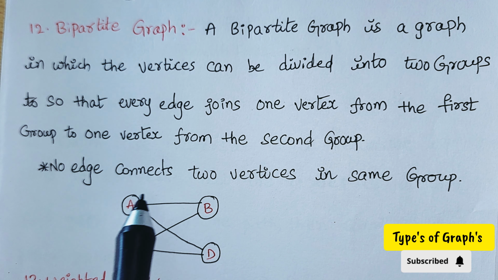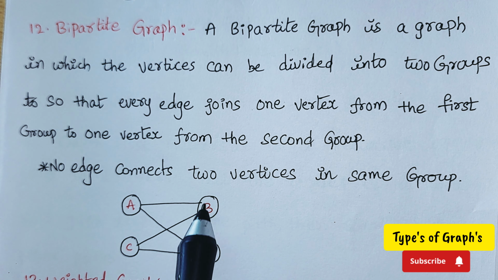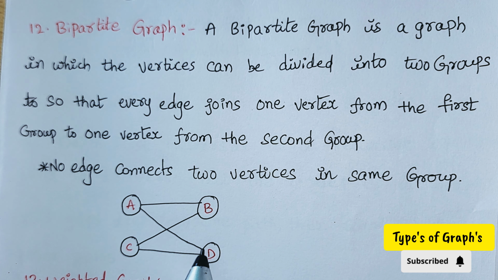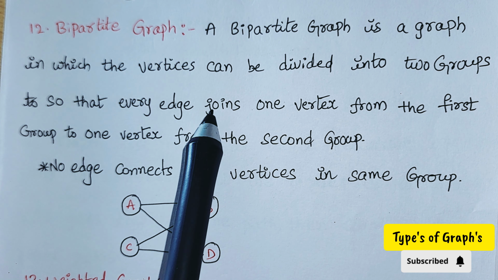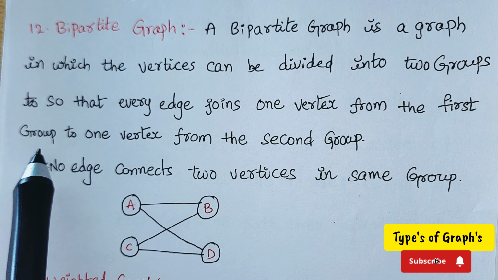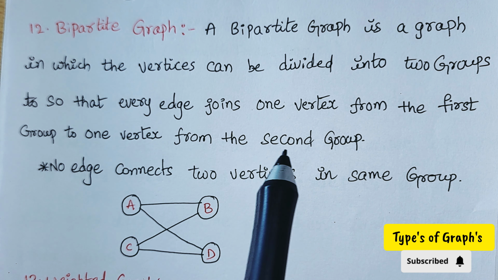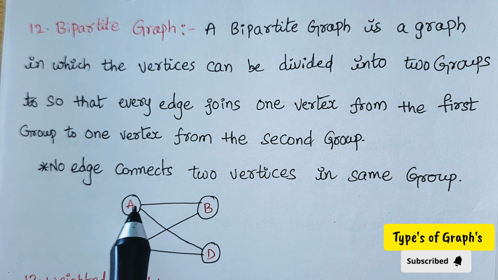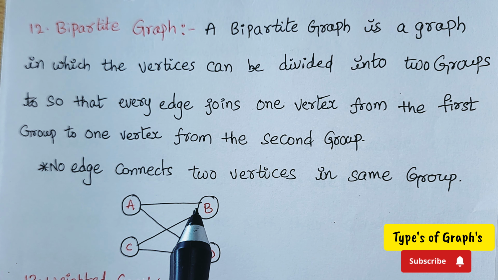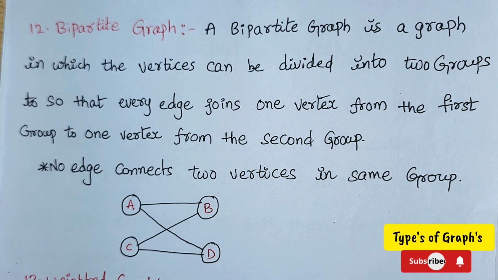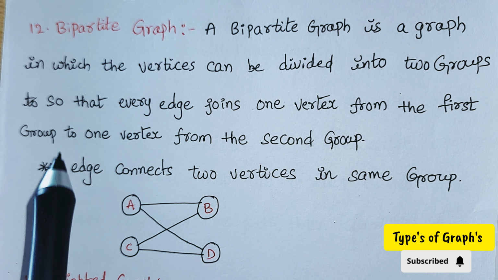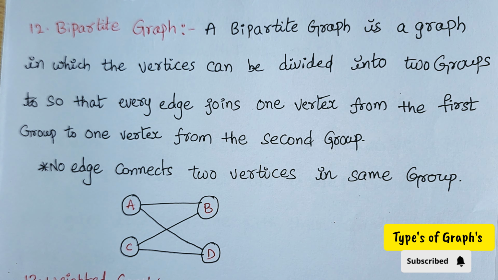So AB is one group, CD is another group. So this type of graph is called a bipartite graph. Every edge joins one vertex from the first group to one vertex from the second group. So A is joined with D, B is joined with C, C is joined with B, D is joined with A. So this is called what we say a bipartite graph, friends.